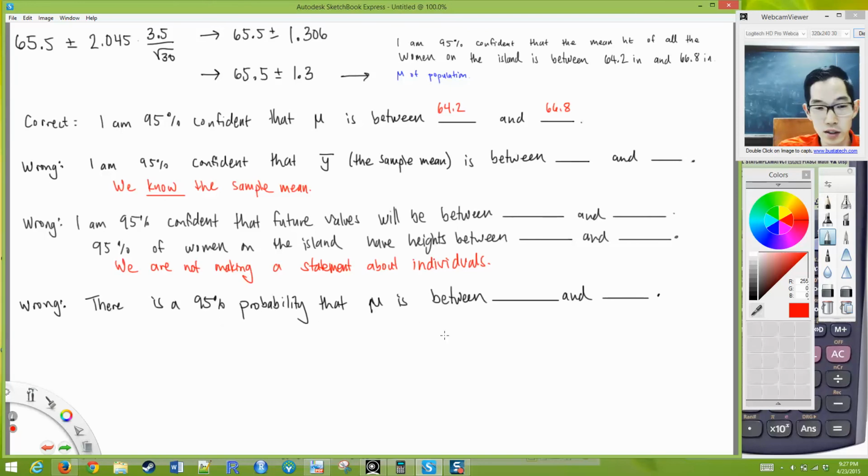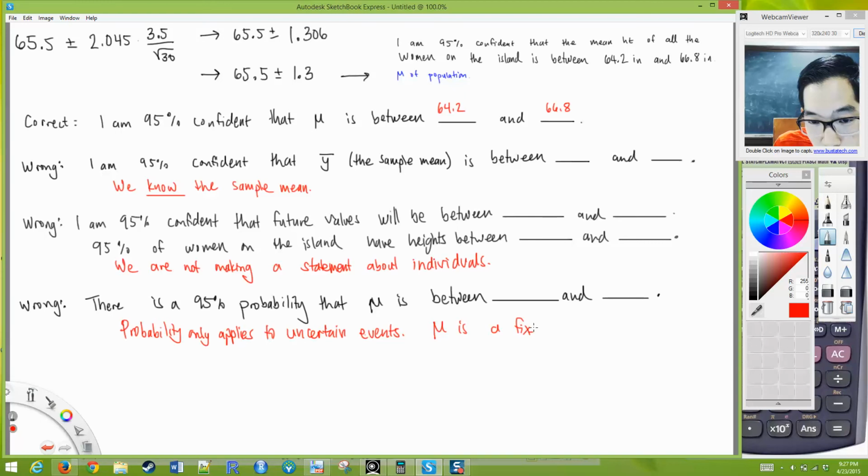Okay, so probability only applies to uncertain events. Mu is a fixed property, or parameter, of the population.